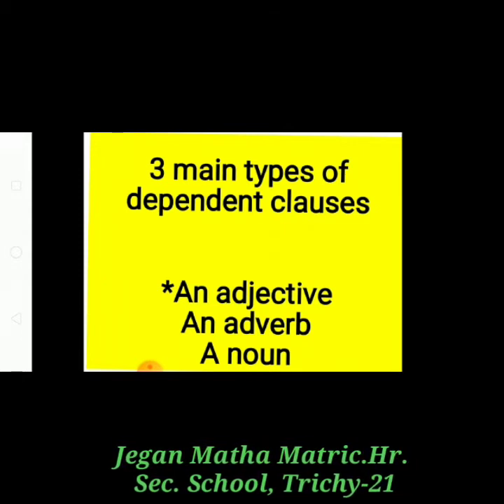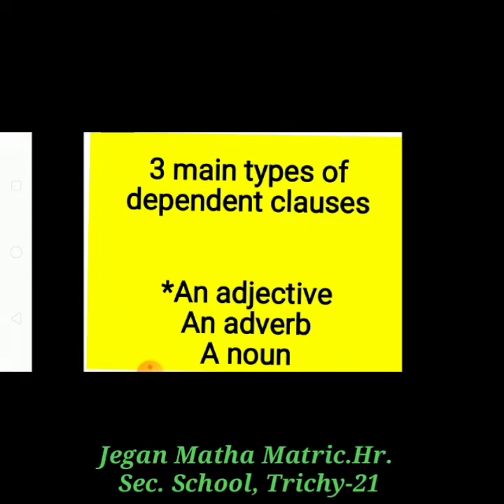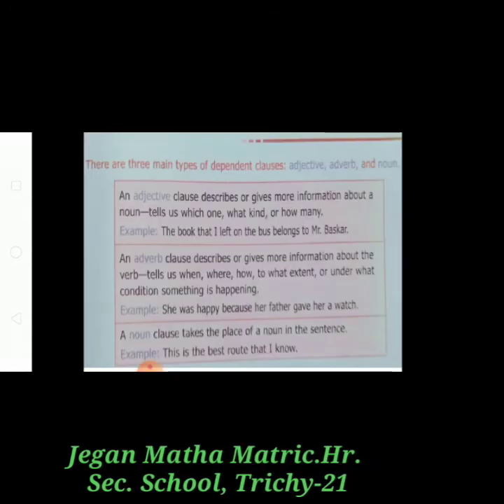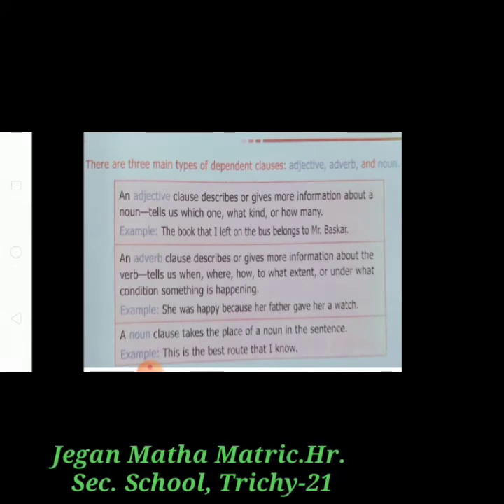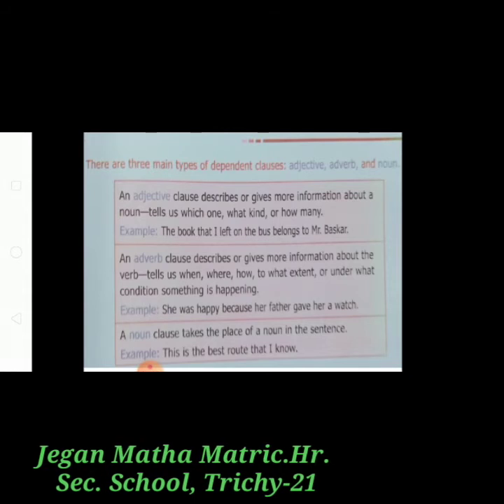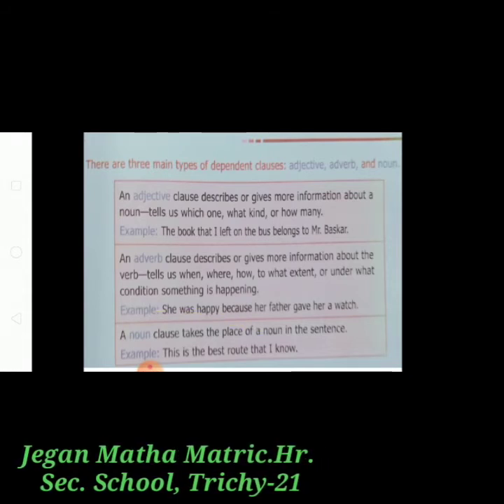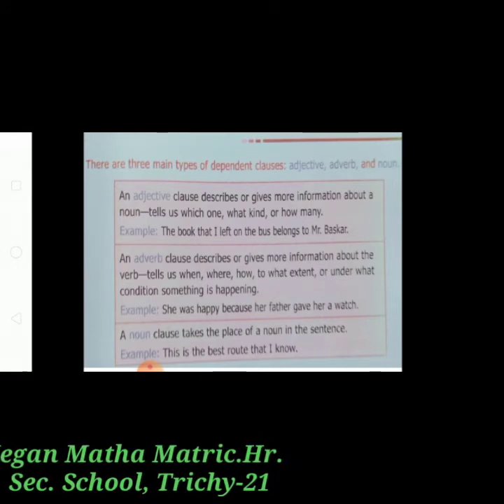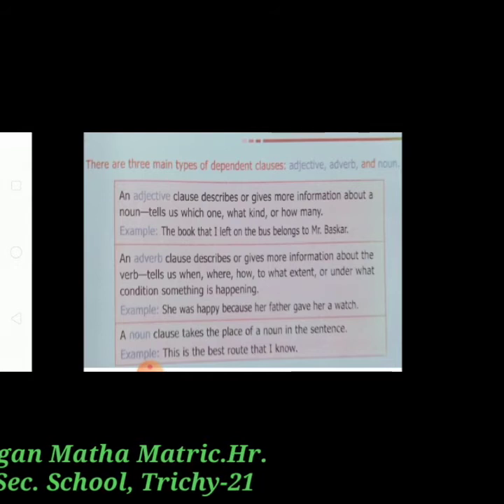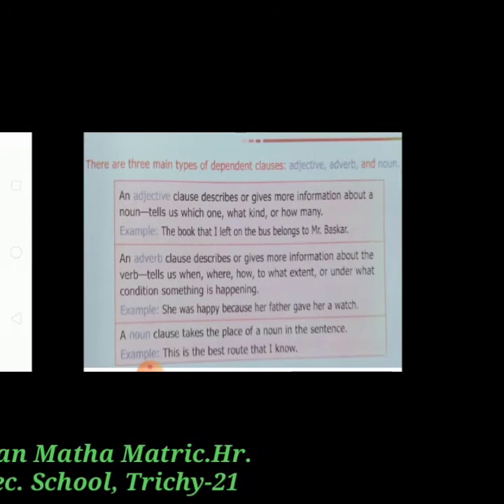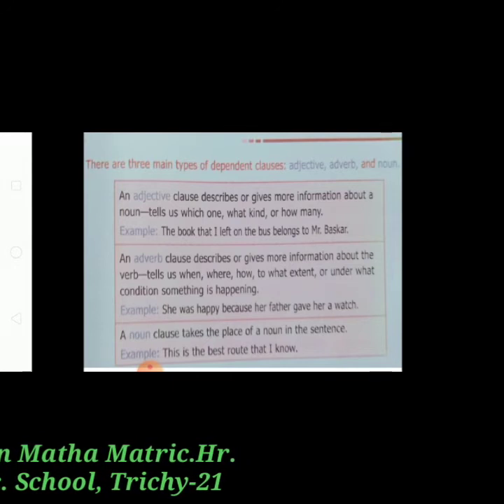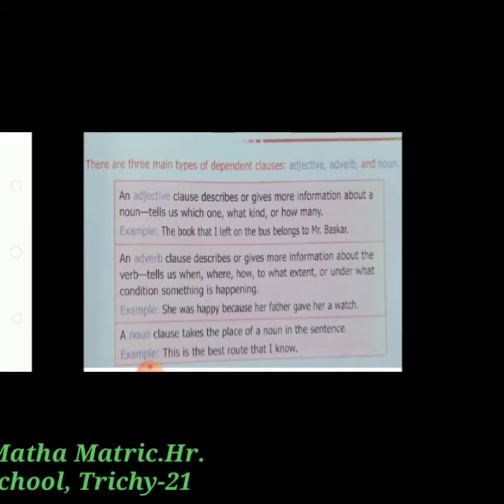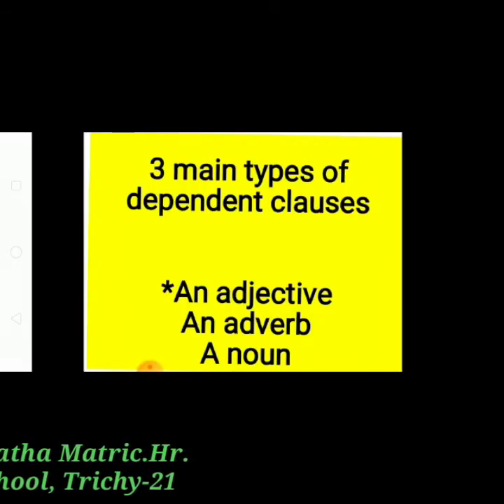Example, the book that I left on the bus belongs to Mr. Bhaskar. So, an adjective clause describes or gives more information about a noun. The noun here is the book. It tells us which one, what kind, or how many. The book that I left on the bus belongs to Mr. Bhaskar.